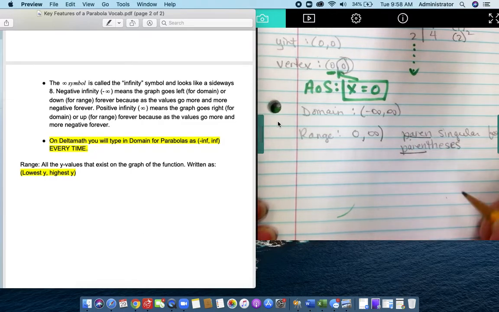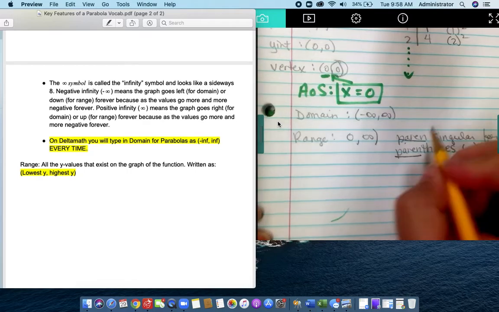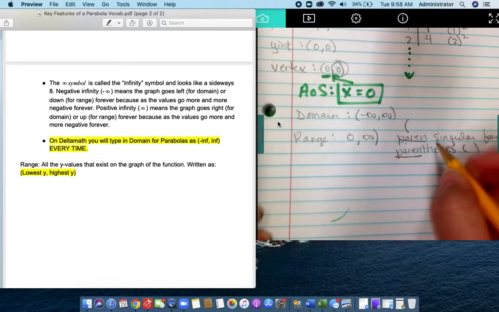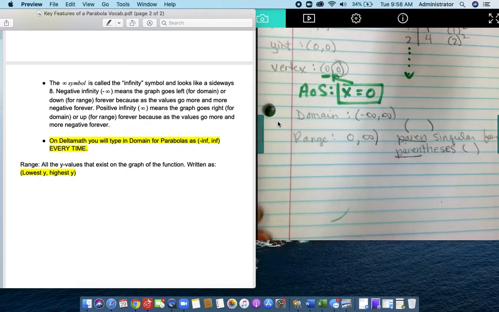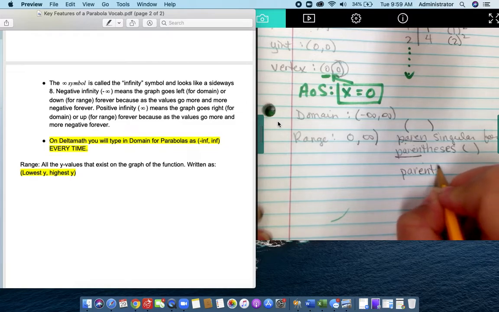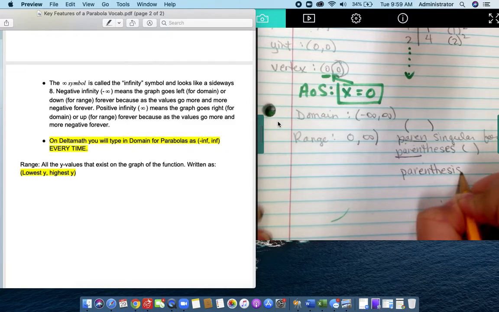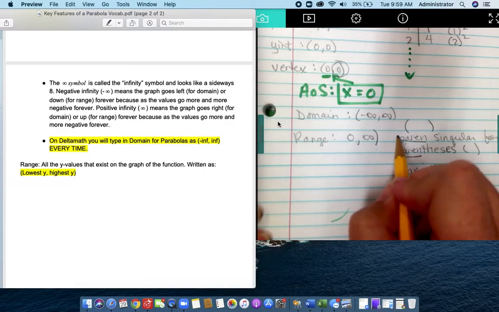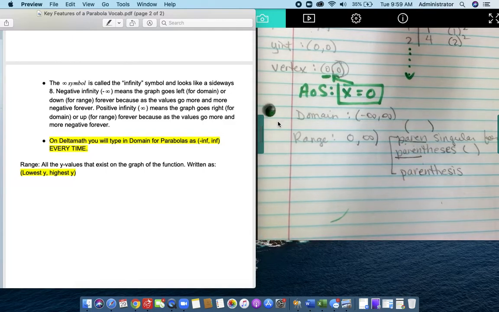Singular is parent. So parentheses means two. Parent, it could be a left parent or it could be a right parent. But parent is singular. Another word, by the way, just because I'm kind of a word nerd, parenthesis is also singular. So parent or parenthesis, but parent is just shorter and easier to say. So that would be a left parent and a right parent.